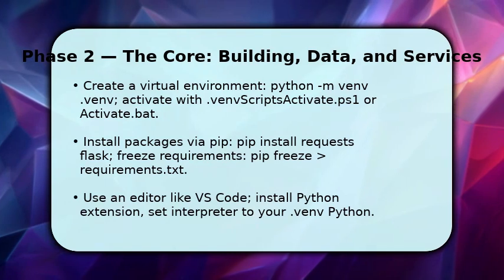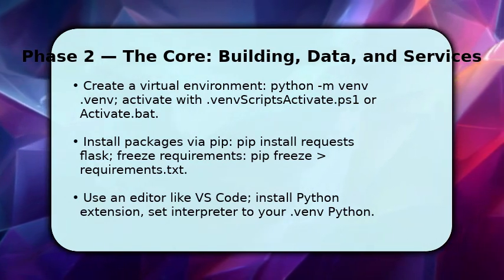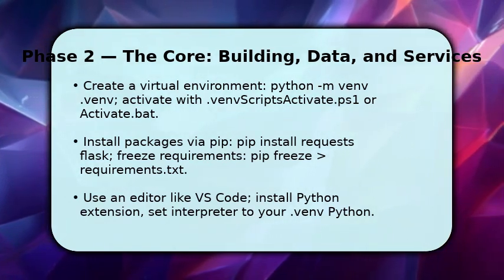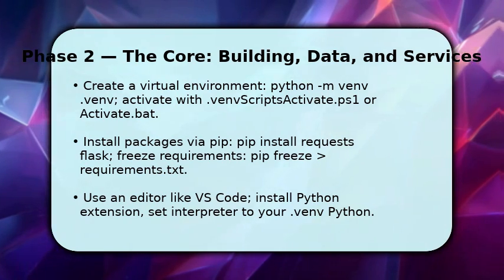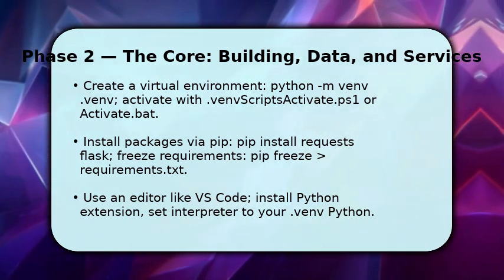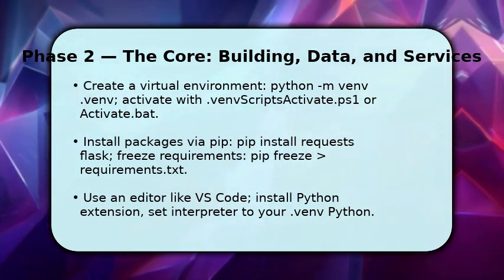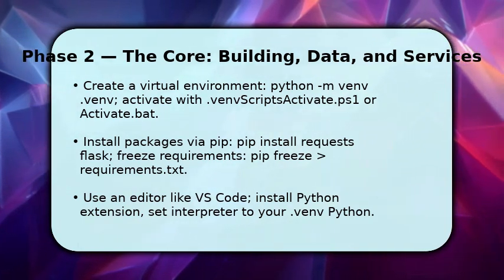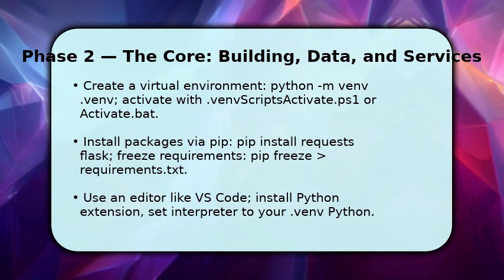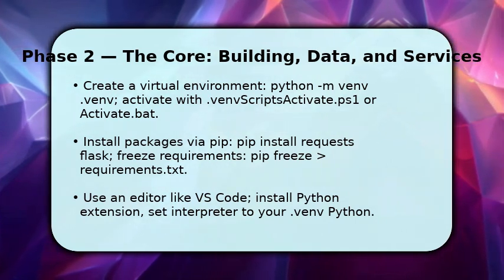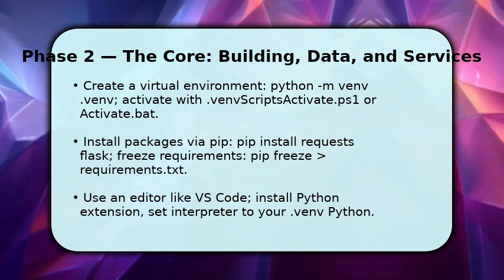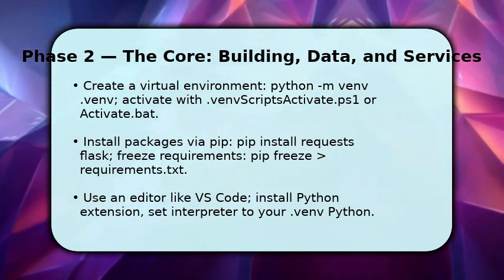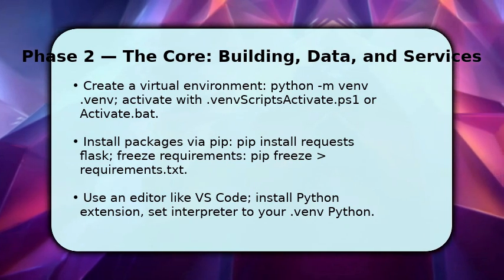Once done with the basic install, you set up an isolated environment to avoid package conflicts and to reproduce results. You create a venv with python -m venv venv, then activate it using venv/Scripts/activate.ps1 in PowerShell or activate.bat in Command Prompt. Make sure to install packages with pip inside that venv and save them with pip freeze > requirements.txt so you can reinstall later.